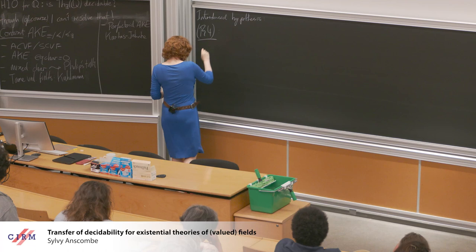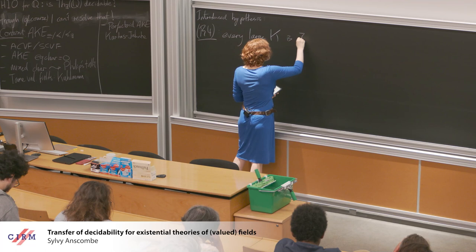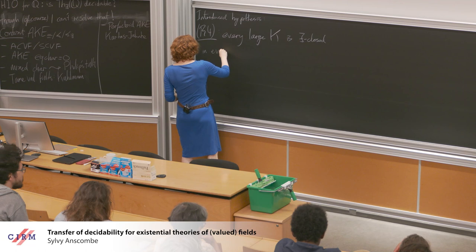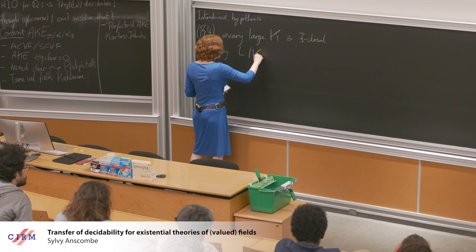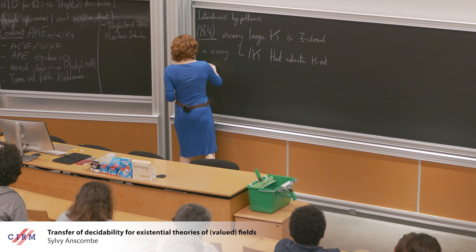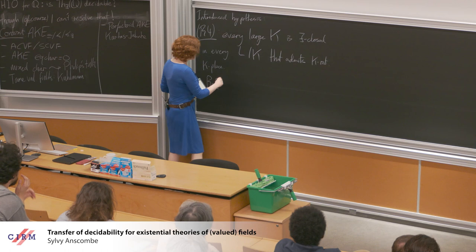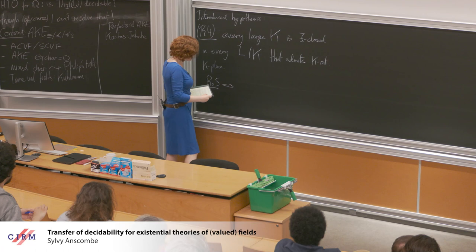every large field K is existentially closed in every extension L of K that admits a K-rational K-place. If you want, you might as well look at finitely generated such extensions. So resolution of singularities implies local uniformization. I don't think I have time to get into even giving a statement of that. And local uniformization implies R4.